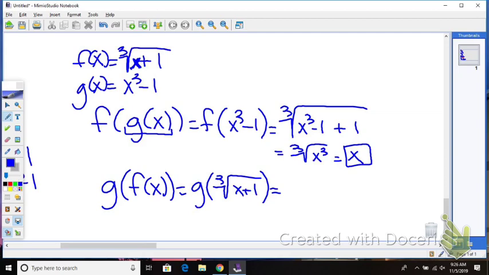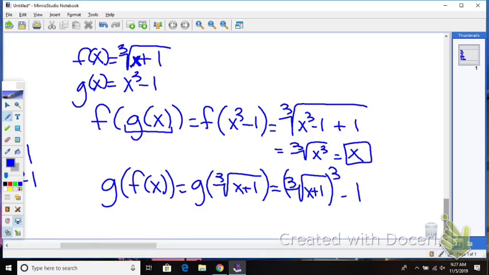And then we have g of f of x. So I'm going to take f of x and put it into this x right here. So I'm going to have the cubed root of x plus 1, quantity cubed, minus 1. The cubed root and the cube are going to simplify out. So I have x plus 1 minus 1, which is just x. And that's your answer.